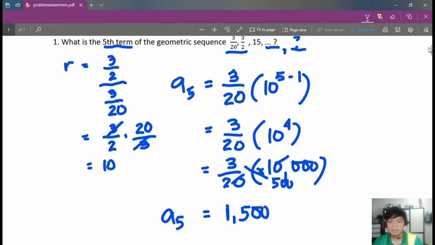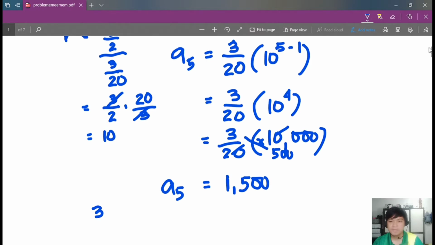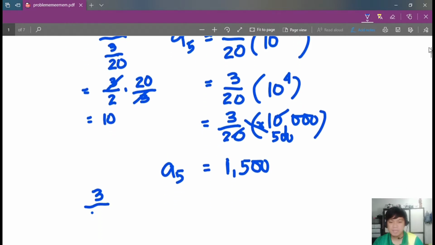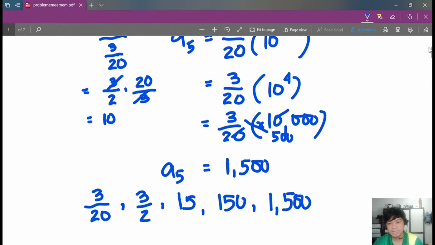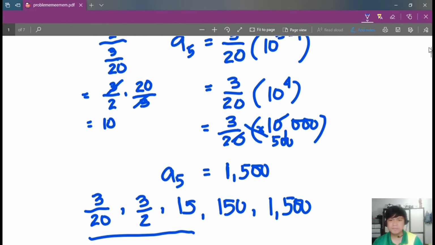So, let's check if it's correct. What is our first term? 3 over 20. 3 over 20 times our common ratio of 10. So, 3 over 20 times 10, that's 30 over 20, which is 3 halves. Then 3 halves times 10 is 30 divided by 2, which is 15. This is the next term. Then 15 times 10 is 150. Then the last is 150 times 10, that's 1,500. So, another way to solve, since we know the common ratio, is successive multiplication of the first three terms to get the fourth and fifth terms. Okay, so the fifth term is 1,500.